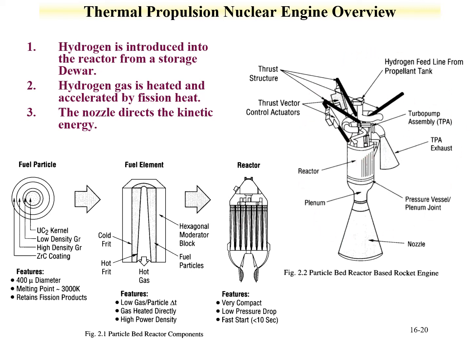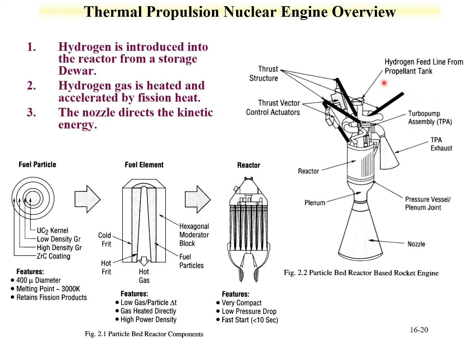The way this reactor operates to produce thrust for a rocket is through the use of hydrogen. Hydrogen, in a cooled state, is introduced into the reactor from a storage dewar. The hydrogen gas is heated and accelerated by the fission heat, so it passes through the reactor, very much like a gas-cooled reactor. This accelerates the hydrogen, and that is used to propel the rocket. So the nozzle directs the kinetic energy of this system.